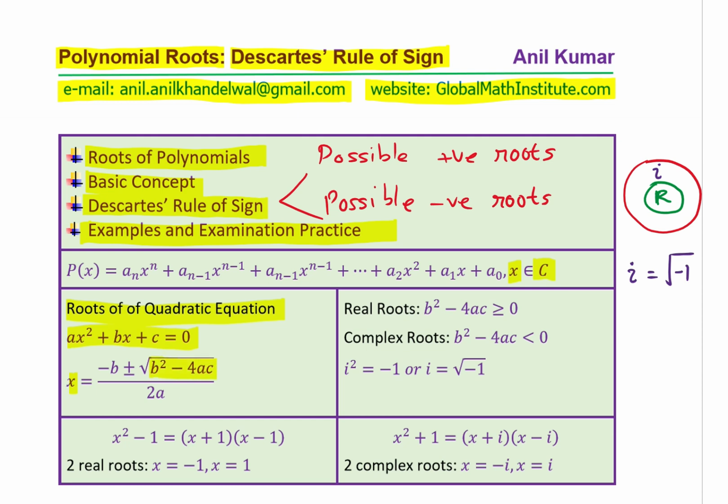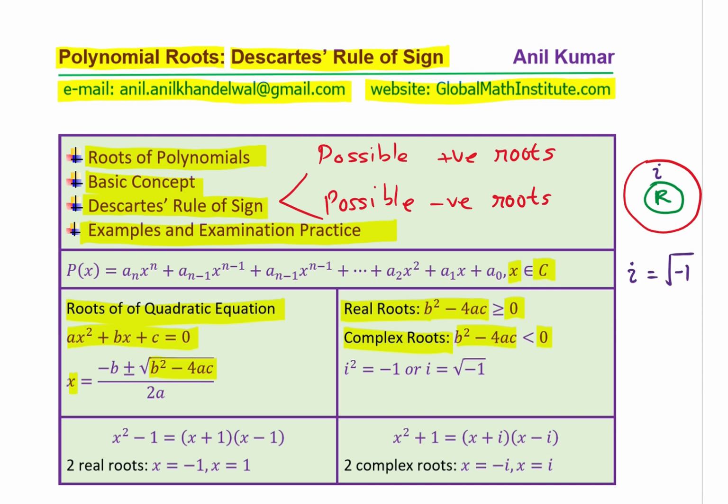The discriminant D, which is b squared minus 4ac, helps us figure out whether we have one real root, two real roots, or no real root. If b squared minus 4ac is greater than or equal to 0, then we do have real roots. It could be one real root or two real roots. However, if b squared minus 4ac is negative, less than 0, in that case, we only have complex roots.